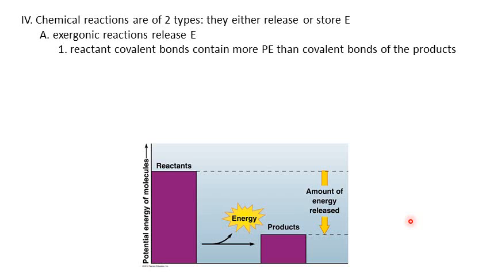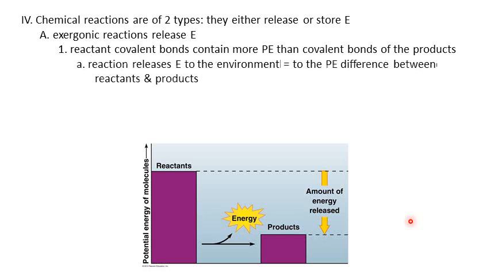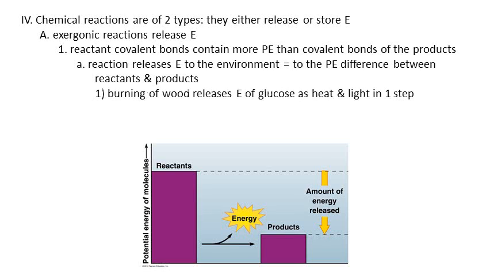Now, that's what we find in exergonic reactions. The reactant covalent bonds contain more potential energy than the covalent bonds of the products. The reaction is actually releasing energy to the environment, and the amount being released is equal to the potential energy difference between the products and the reactants. Okay? So whenever we burn wood, energy is going to be released. Whenever we break down glucose, energy is going to be released.